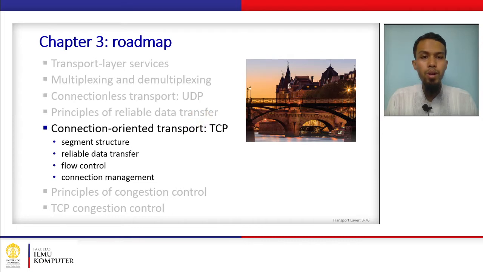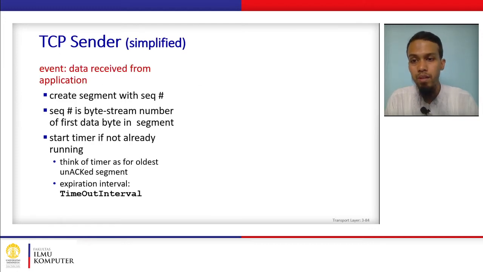Hi again. We are still talking about the TCP protocol, but now we are at reliable data transfer. We're going to show some examples of the transmission scenario in TCP. Before that, we're going to explain the events both at the sender, when it's sending data, and at the receiver, when it's receiving data.